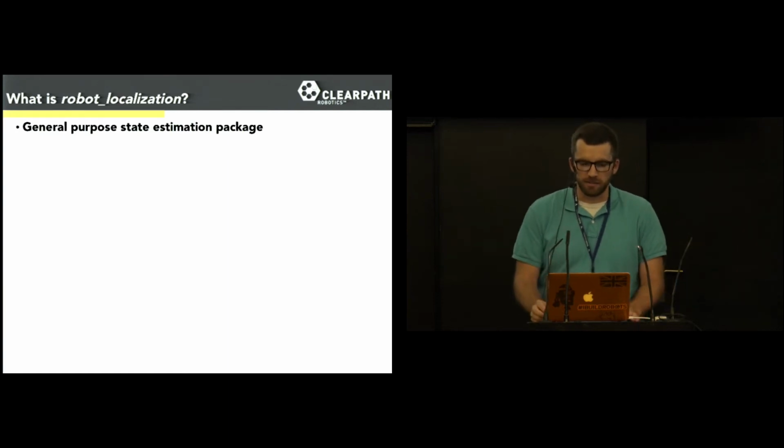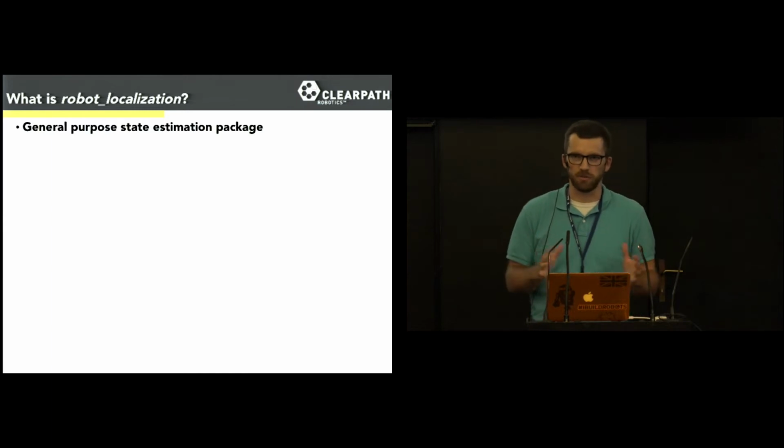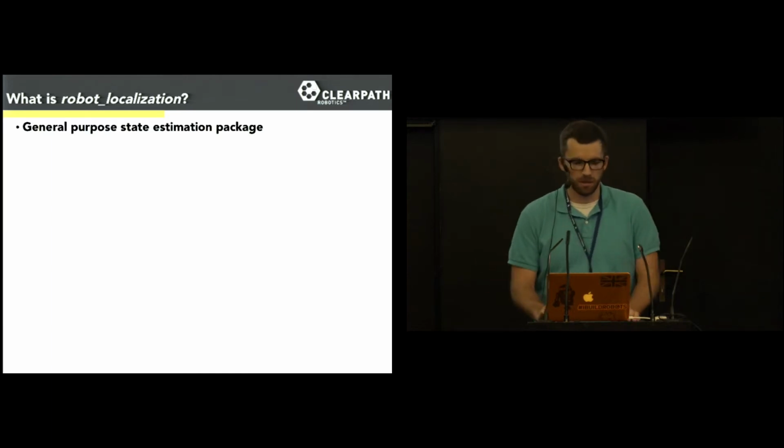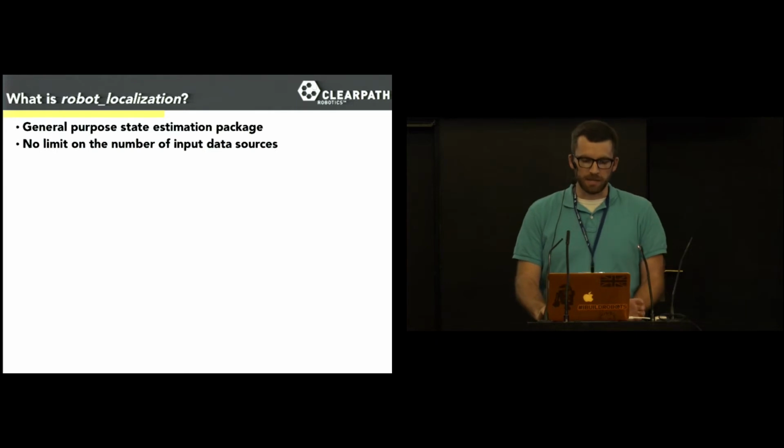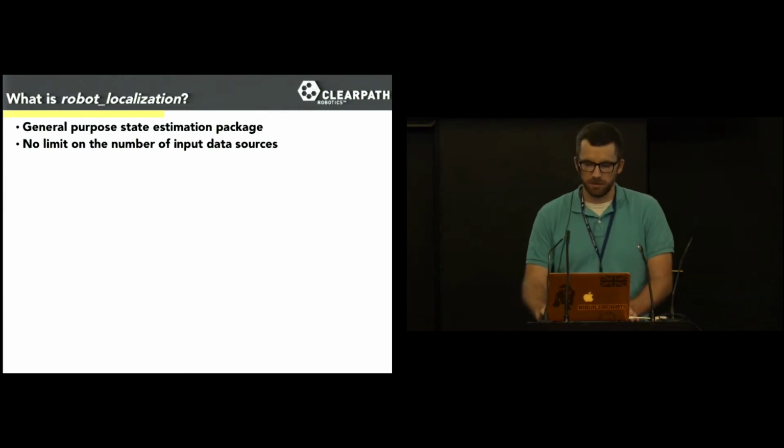What is it? It is a general purpose state estimation package. So when we started writing it, the goal was to address a broad range of robots. We don't have any limit on the number of input data sources. So if you've got 17 IMUs, I don't know why you would, but you can use them.